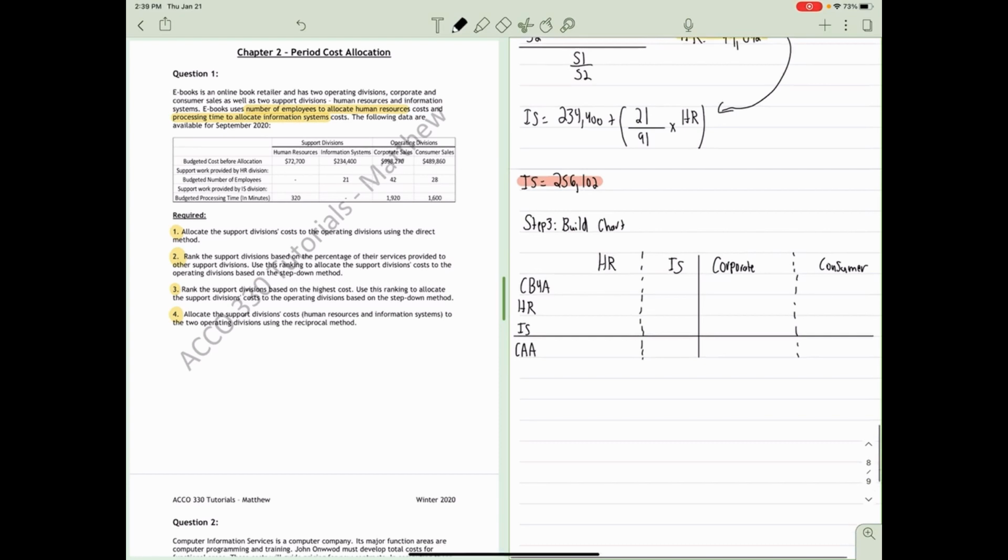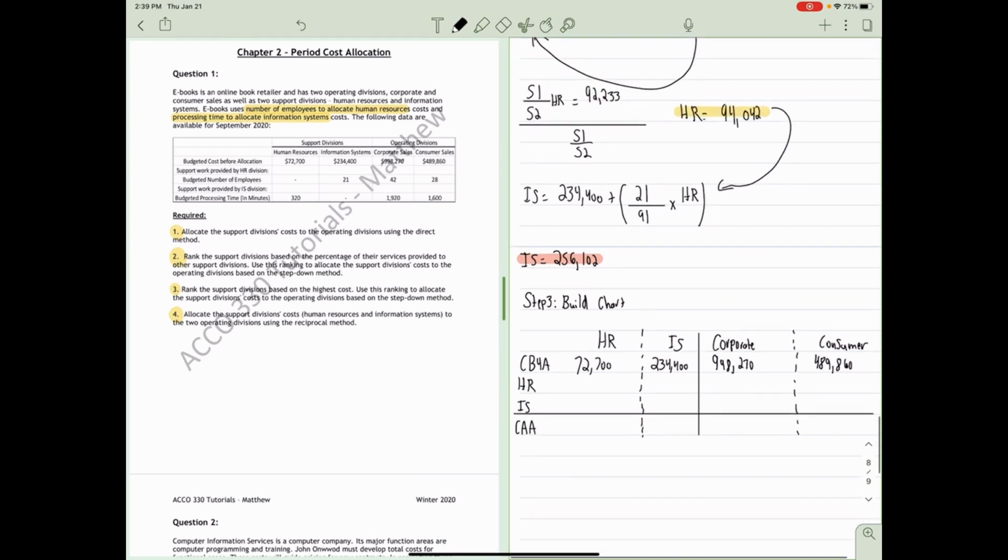So our cost before allocation, guys, is always the same, right? No matter what method you do, just put all your costs in the top before you do any messing around. All right, 23,400, 998,270, and then 489,860. So that's chill so far.